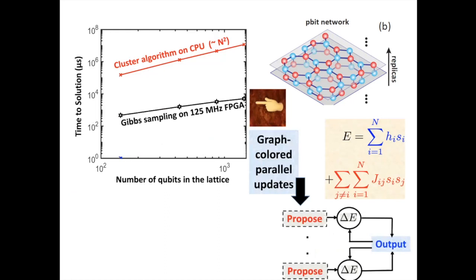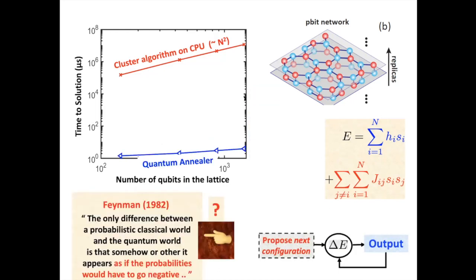And as I said, we are kind of puzzled by this just because the general idea is that if you do not have a sign problem, then the classical methods should work fairly well. Because, this is a quote from Feynman in the seminal paper that inspired a lot of the work on quantum computing, where he said that the only difference between the probabilistic world and the quantum world is this sign problem.